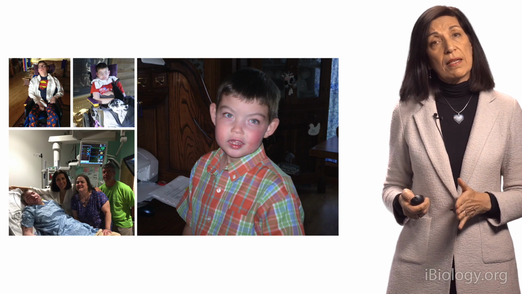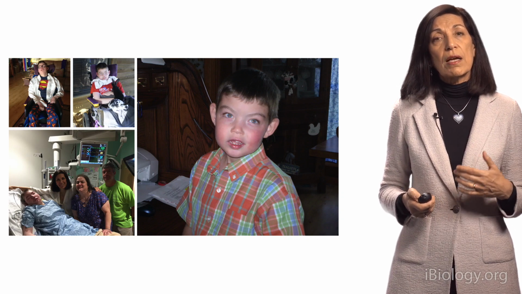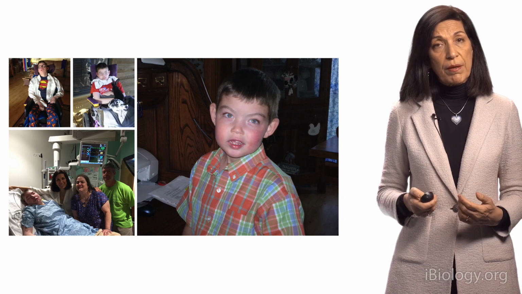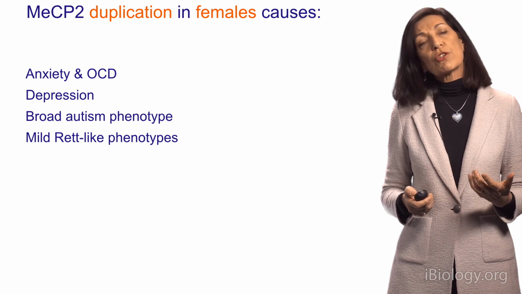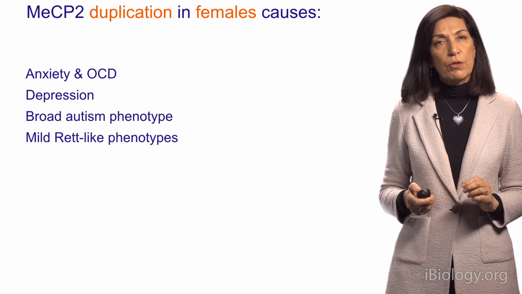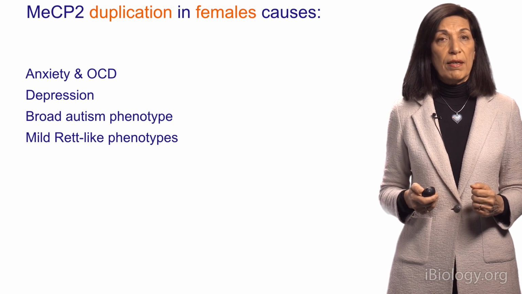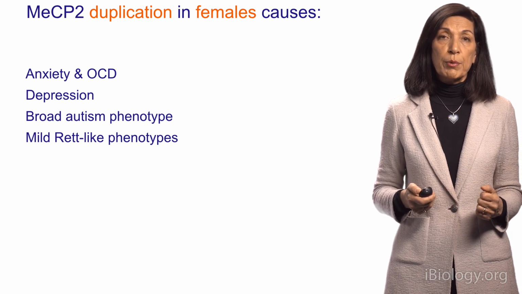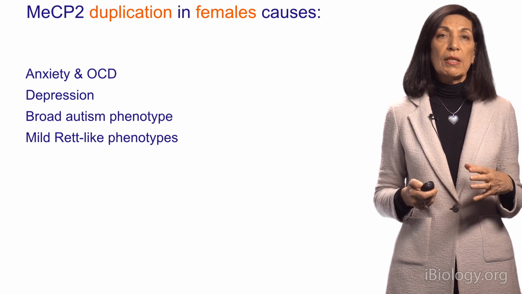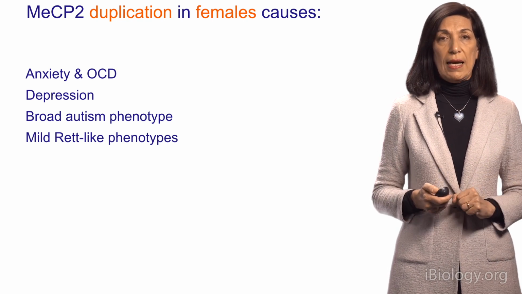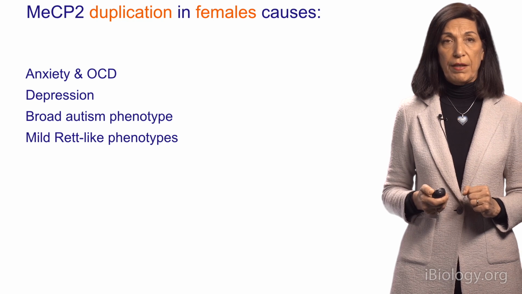Now, this is the males. How about the females? It turns out the mothers of these children, most of them are healthy. They may show some symptoms of anxiety and OCD, but most of them are healthy. And it turns out they're healthy because they have favorable X inactivation, which means only the X without the duplication is the X that's expressed in every cell of theirs.